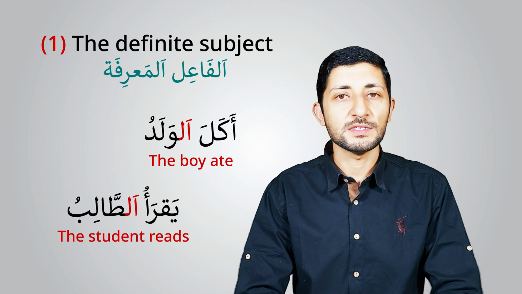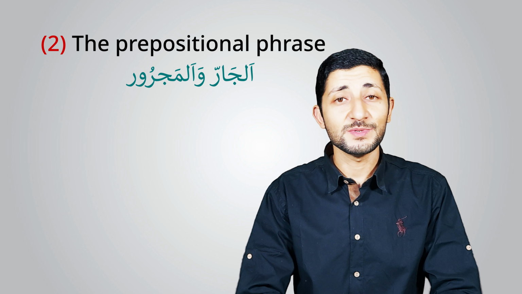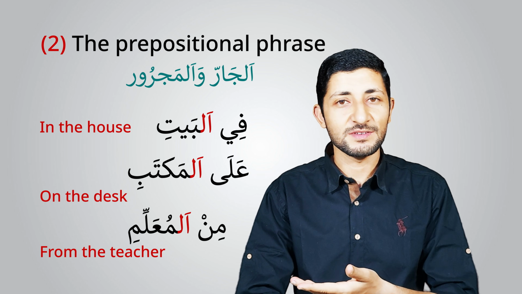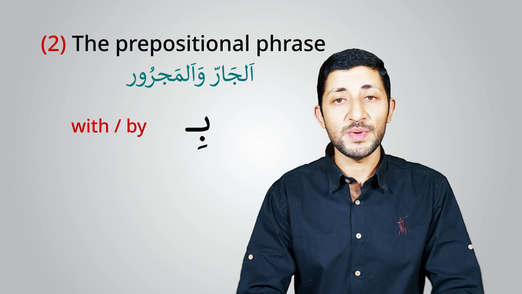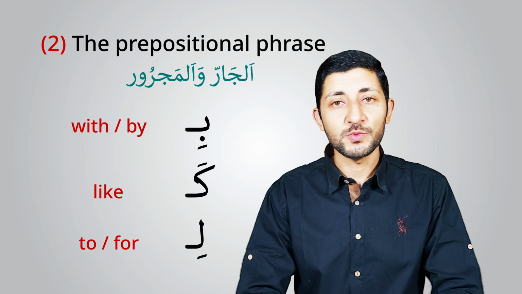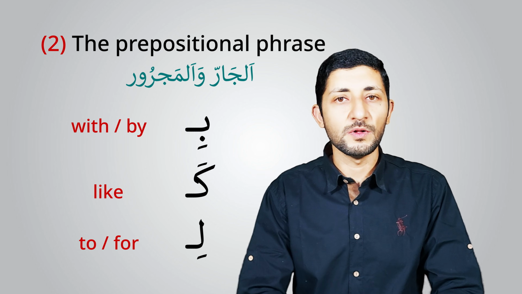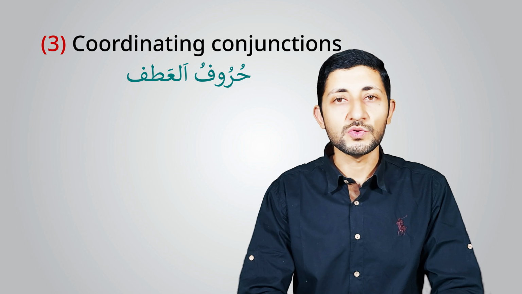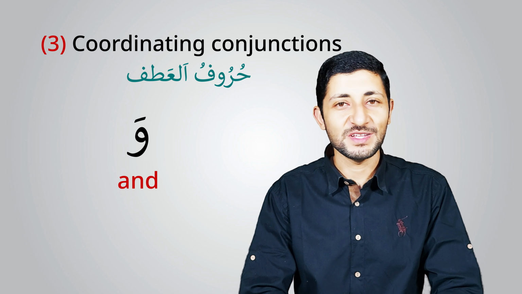Another common case is the prepositional phrase, al-jar wal-majroor, where the noun that follows the preposition is sometimes definite, like in these phrases. This includes single-letter prepositions as well, like ba, kaf, and lam, which are treated as separate words in pronunciation, as we'll see in the practice. A third case involves coordinating conjunctions, حروف العطف, which are usually followed by definite nouns. We have been using one of them so far, the conjunction wa, which means and.